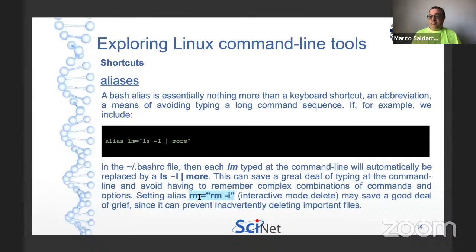And one issue with the command line is that there is no undo. So if you remove a file, the file is gone forever. So if you don't want to make those kinds of mistakes, you just do rm -i. -i means interactive mode. So it's going to ask you, are you sure you want to delete? You just press Y for yes or N for no, but it can save you from deleting an important file.